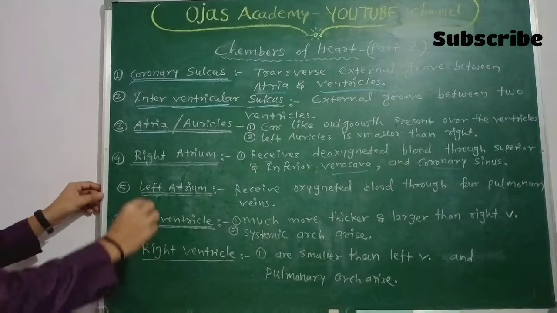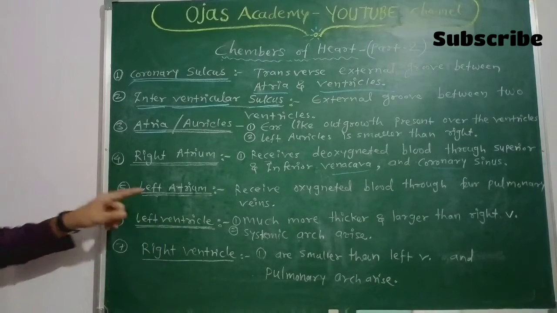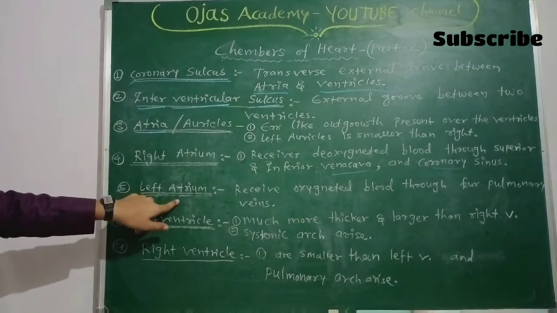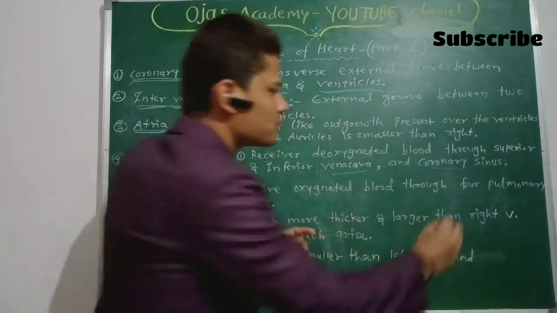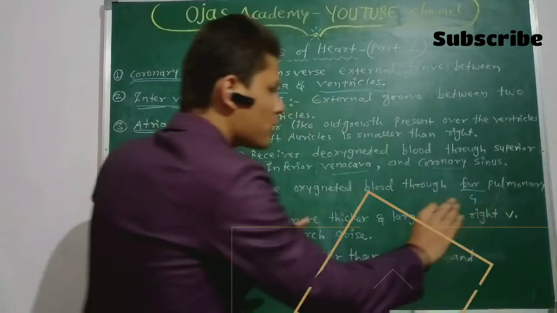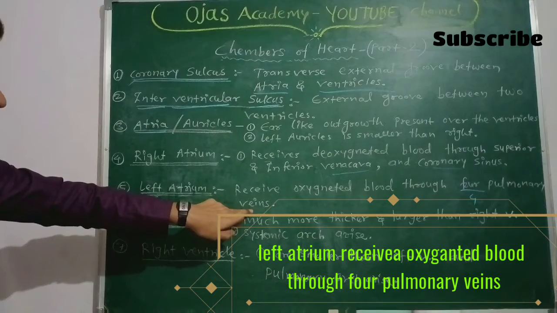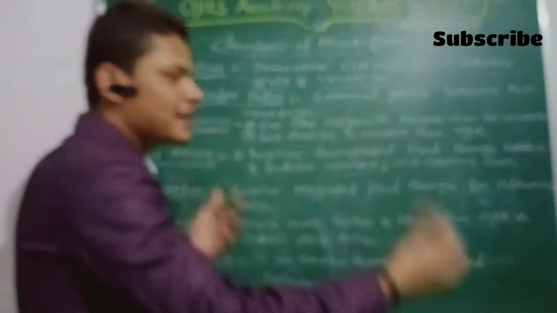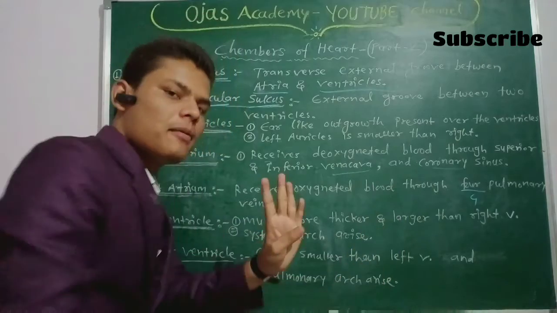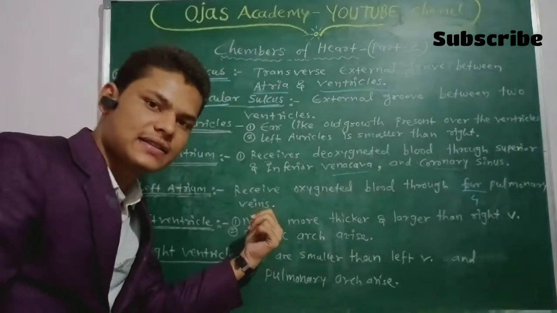Okay. Then what is the left atrium? It receives oxygenated blood through four pulmonary veins. What is the function of the left atrium? It receives oxygenated blood through 4 pulmonary veins.